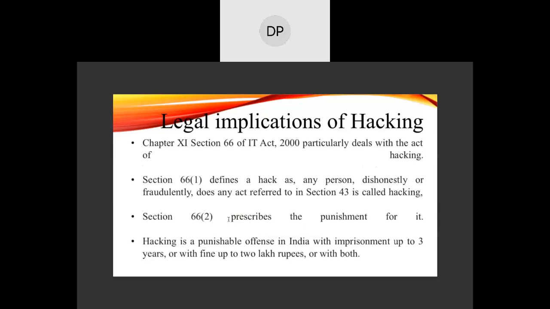So there are two. Chapter 11, Section 66 of the IT Act 2000 deals with the act of hacking. Section 66(1) defines a hack as any person dishonestly or fraudulently doing any act referred to in Section 43. Section 66(2) prescribes the punishment for it. So here hacking is defined, and here the punishment is defined. Hacking is a punishable offense in India with imprisonment up to 3 years, or a fine up to 2 lakh rupees, or both. So before hacking, make sure there is a 2 lakh balance in your account, otherwise 3 years imprisonment.